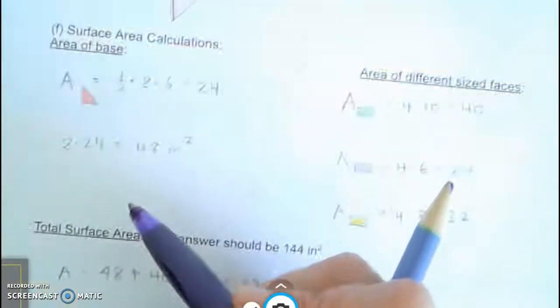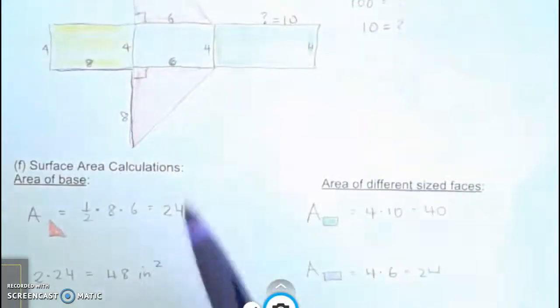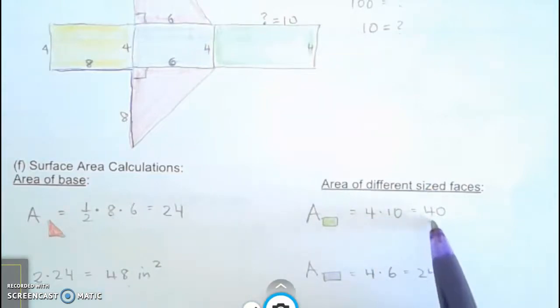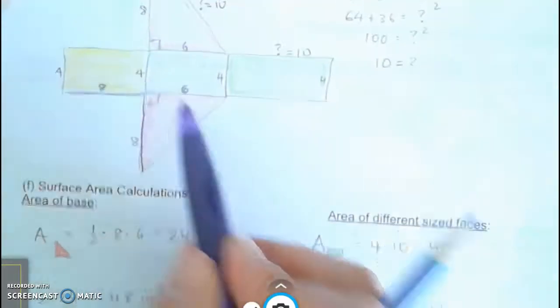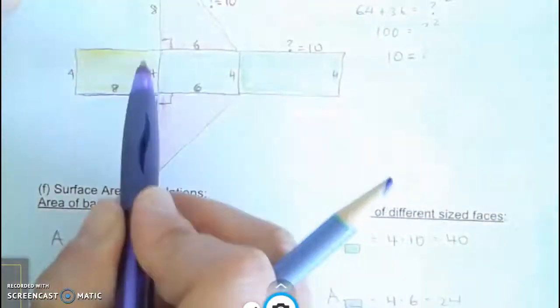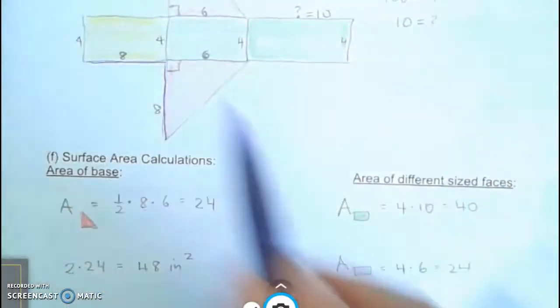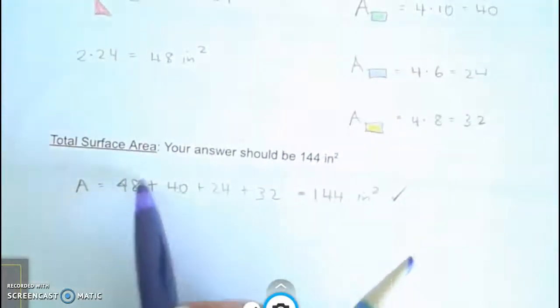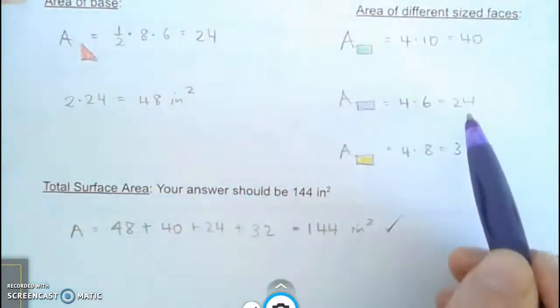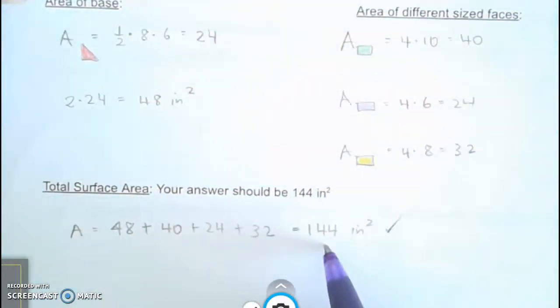What about the green rectangle here? The area of the green rectangle is 4 times 10, which is 40. What about the purple? That's going to be 4 times 6, that's 24. And then what about the yellow? That's going to be 4 times 8, that's 32. Then for the total surface area, you just need to add all the parts, the 48, 40, 24, and 32, and you get 144 inches squared.